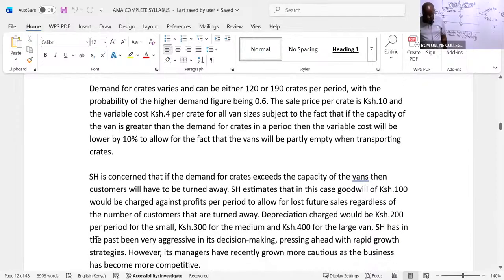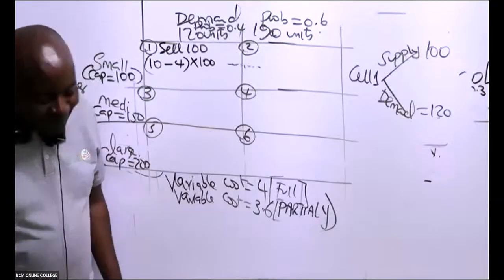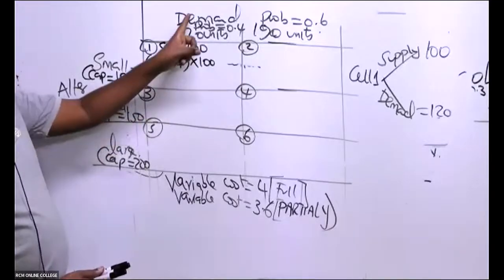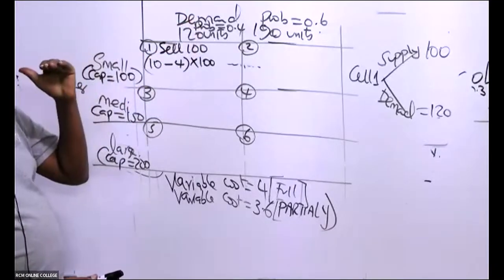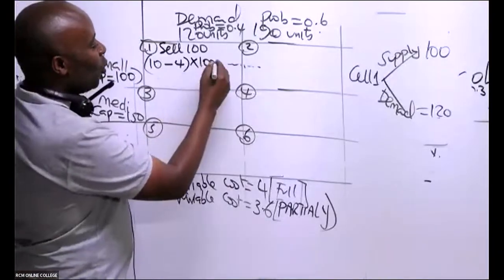SH is concerned that if the demand for crates exceeds the capacity of the vans, then customers will have to be turned away. SH estimates that in this case, goodwill of Kenya shillings 100. They're not saying 100 per crate. Goodwill of Kenya shillings 100 will be charged against profits per period to allow for lost sales. So in this particular case, let's be together here. Are we going to turn away some customers? Yeah, that's why we're going down full capacity. There are some 20 customers who will be turned away. So I must lose 100.